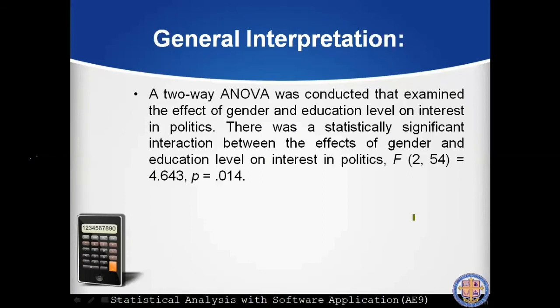So, a two-way ANOVA was conducted that examined the effect of gender and educational level on interest in politics. There was a statistically significant interaction between the effects of gender and educational level, yung may asterisk, on interest in politics because we got p-value of 0.040. So, as a whole, meron silang significant interaction or effect. Ayan lang ang ating naging sagot.